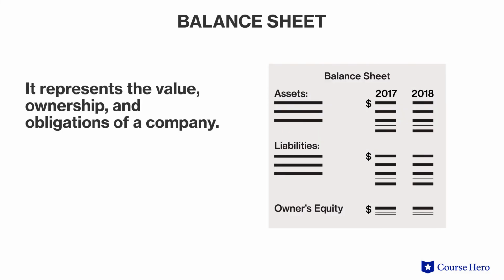The balance sheet represents the value, ownership, and obligations of a company. Within the balance sheet, accountants group accounts that are normally debits together as assets. Accounts that are normally credits are grouped as either liabilities or as equity if the accounts record ownership interests.